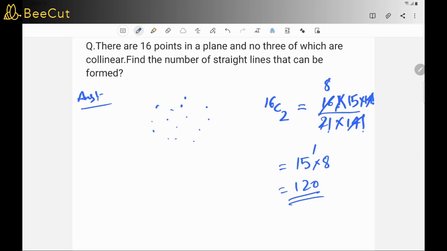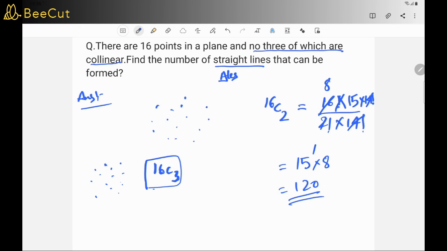Now this question can be modified. Instead of finding the number of straight lines, if it is asked to find the number of triangles, then there are 16 points here in this plane. Out of 16, I will select any 3 in order to form the triangle. I'll join all those 3 and form the triangle. So the number of triangles is 16C3. Why are we able to do this? Because it is clearly stated that no 3 of which are collinear.